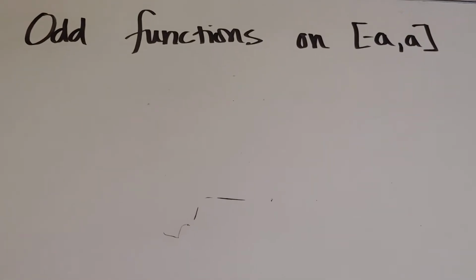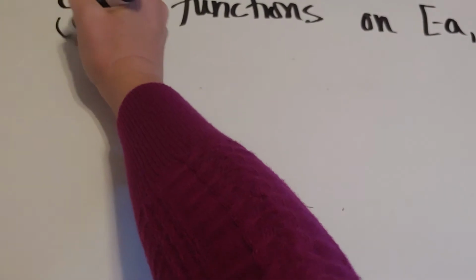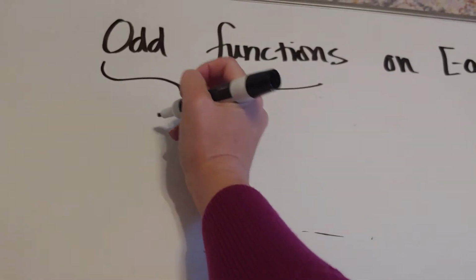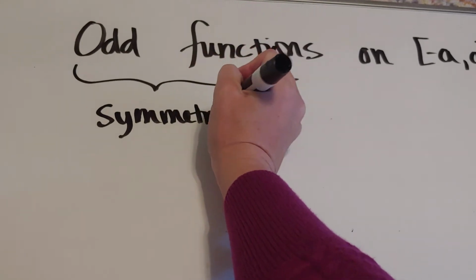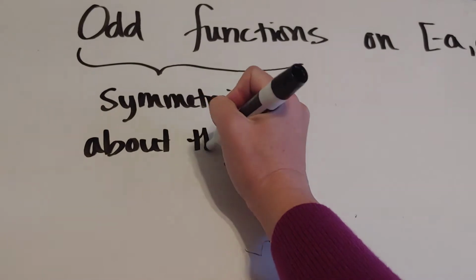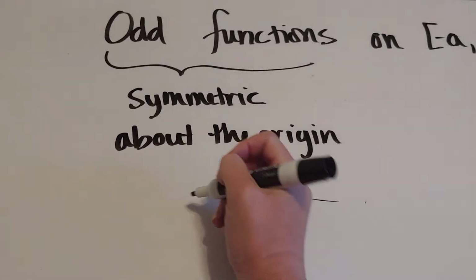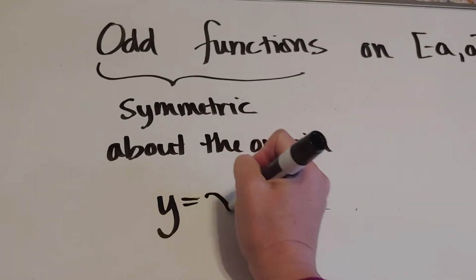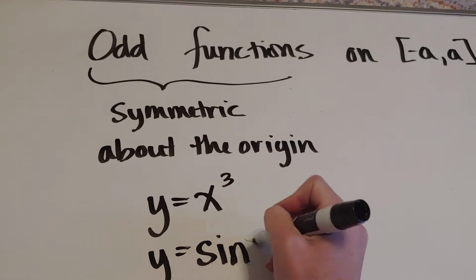In this video, we're going to look at odd functions on the interval from negative a to a. Odd functions mean that they are symmetric about the origin. So some examples of functions which are symmetric about the origin are x cubed and sine.